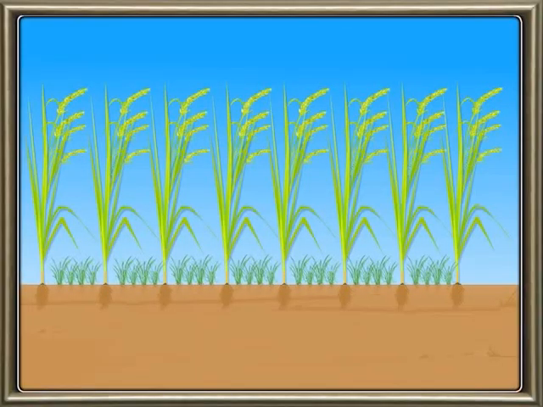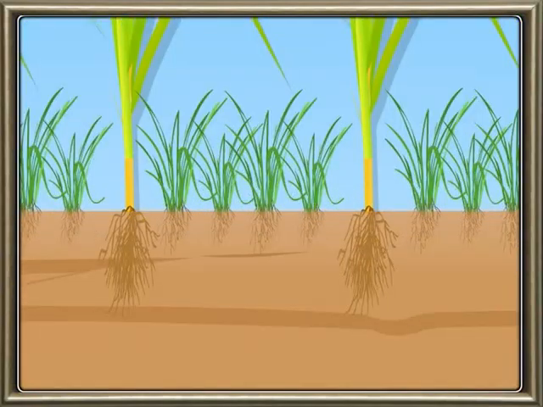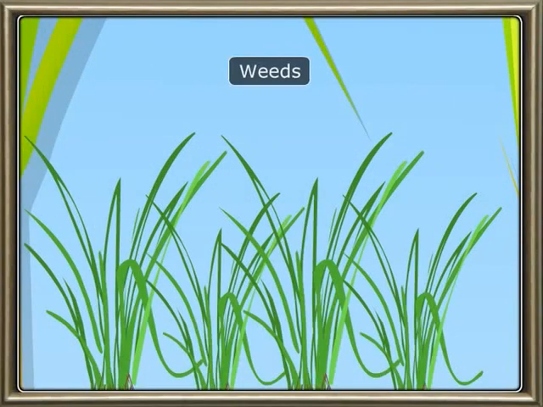There are other types of plants that grow in the cultivated lands along with crops and compete with the crop plants for space, water, and nutrients. These plants are known as weeds. There is a difference between wild plants and weeds. The wild plants are not seen in the cultivated lands and do not compete for space, water, and nutrients with the plants in agricultural fields.